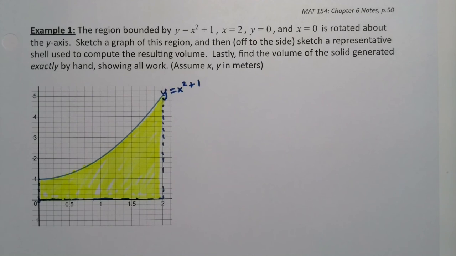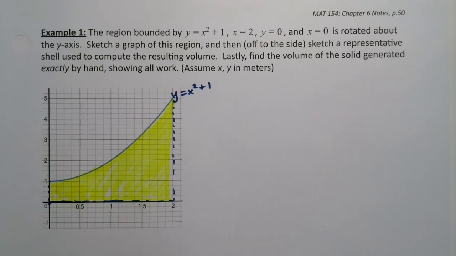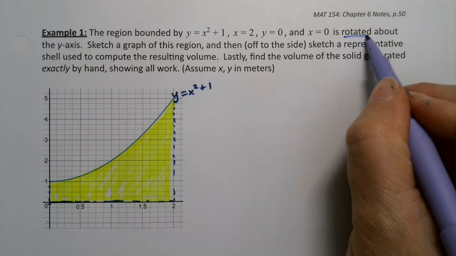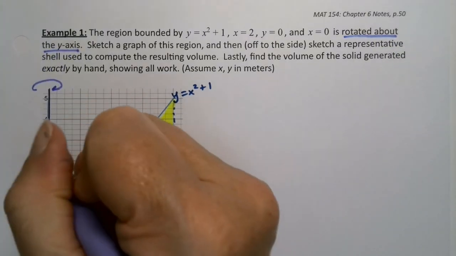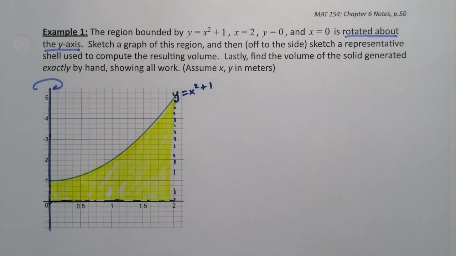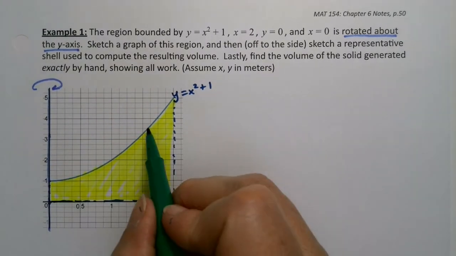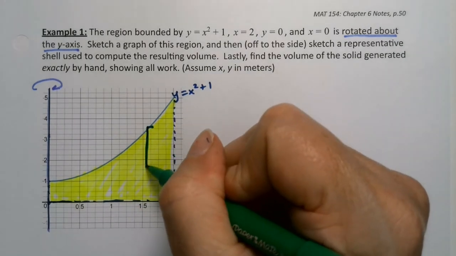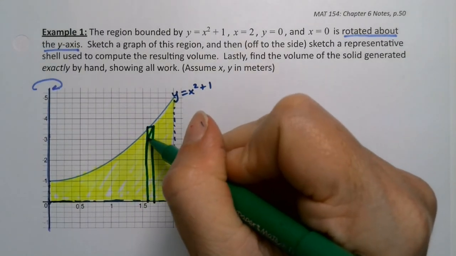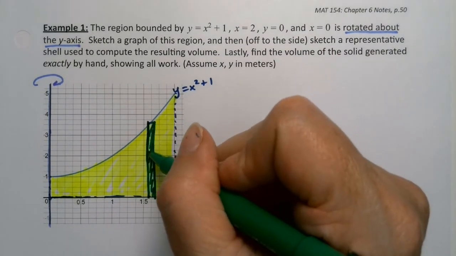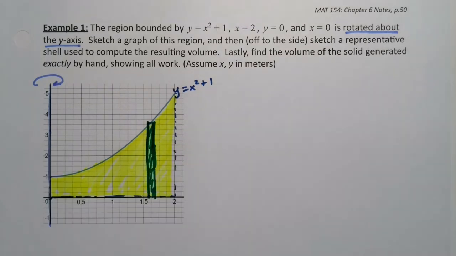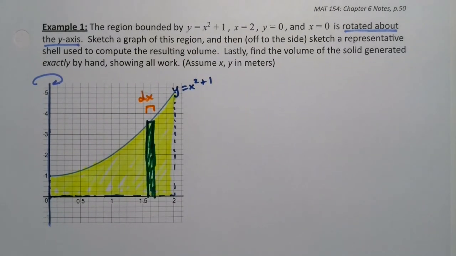Now, where's my axis of rotation? Because the axis of rotation is going to matter for how I'm going to draw the rectangle. It says it's rotated about the y-axis. So that means I'm rotating around the y-axis. That means my rectangle must be parallel to that axis of rotation. It has to be like this. It's a very wobbly rectangle, but you get the idea. Okay, so what's my thickness? My thickness is this distance along the x-axis, so that's dx. So thickness is in terms of x.